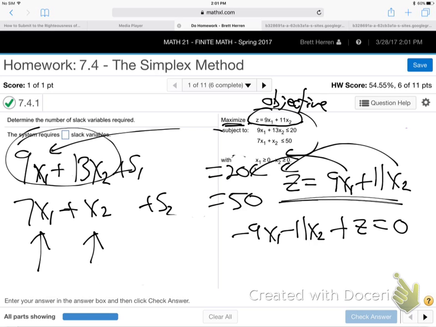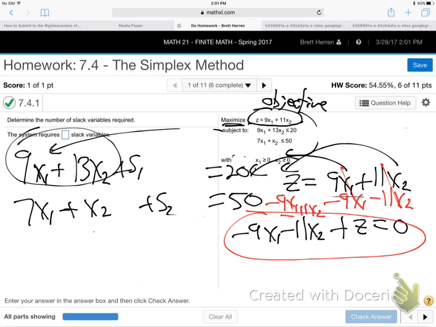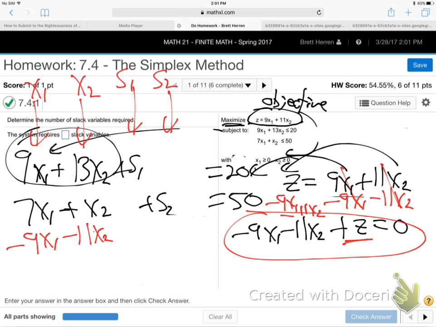Everybody see what happened there? Remember when you jump something over the equal sign, the sign changes? If that bugs you, I really just subtracted 9x1 and 11x2 from both sides. That's what I really just did. It made 0 on the right side. We good? That's my third equation. It's this right here: minus 9x1 minus 11x2 plus z. Now, where am I going to put z? This is the x1 column. This is x2 down here. This is s1. Every variable has its own column. This is s2, so this last one will have to be z. Plus z equals 0.